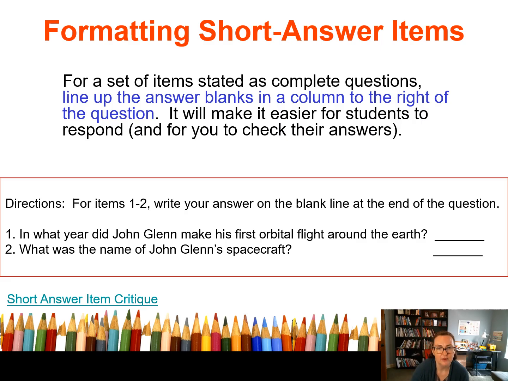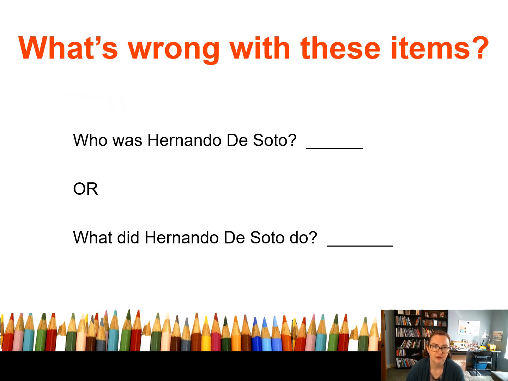When you format your short answer items, you want a set of complete questions. You want to line up the answer blanks in a column to the right of the question. It makes it easier for the students to respond and for you to check their answers. I want you to take a second to write down what you think is wrong with these items.